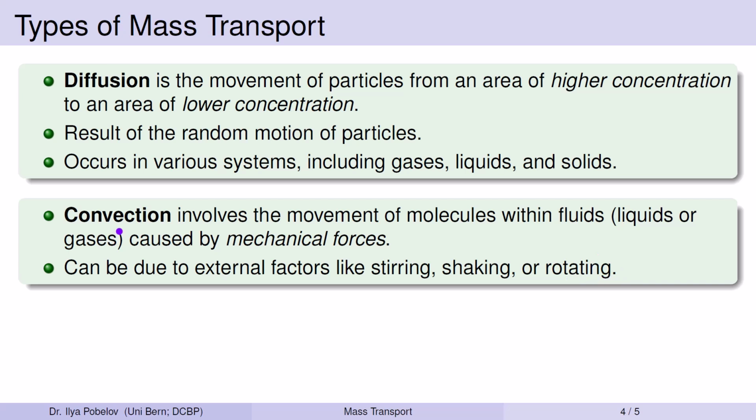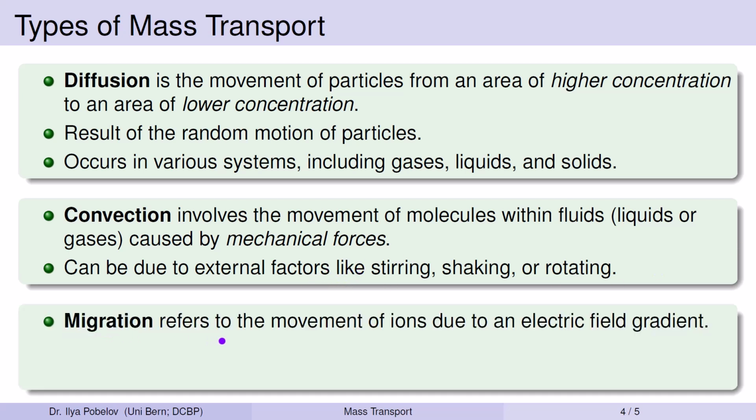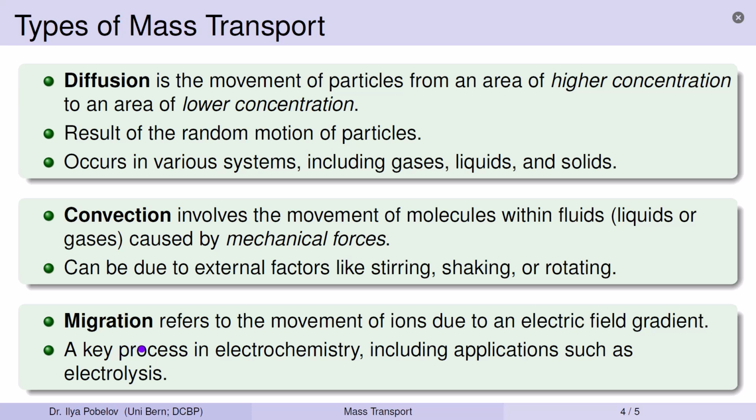Convection is crucial in various processes, including heat transfer, mixing of substances, and in natural phenomena like weather patterns. Migration refers to the movement of ions due to an electric field gradient. It's a key process in electrochemistry, including applications such as electrolysis.